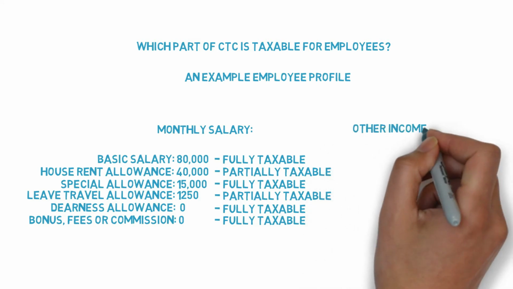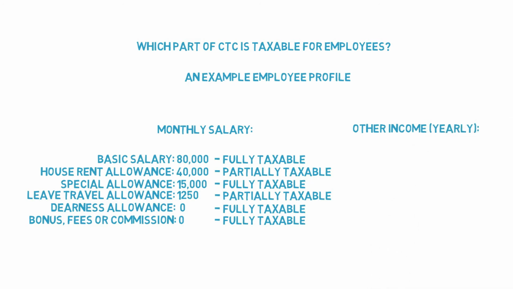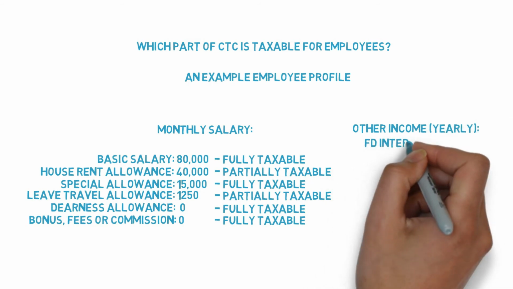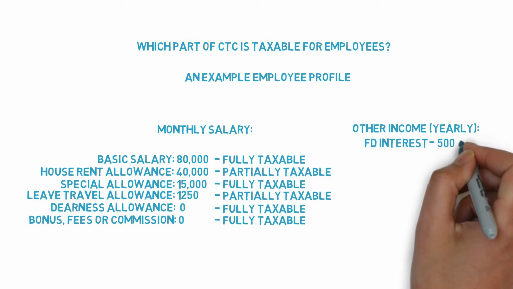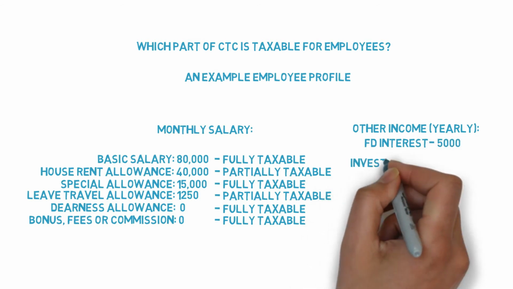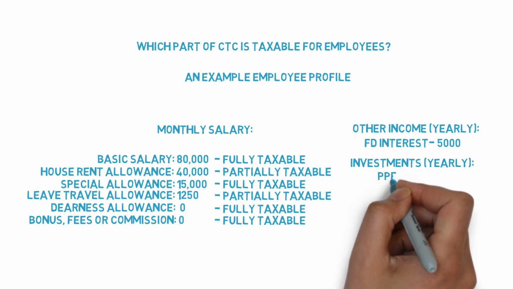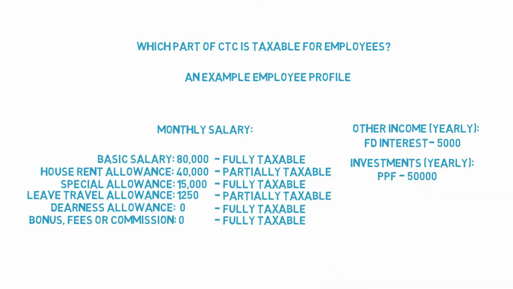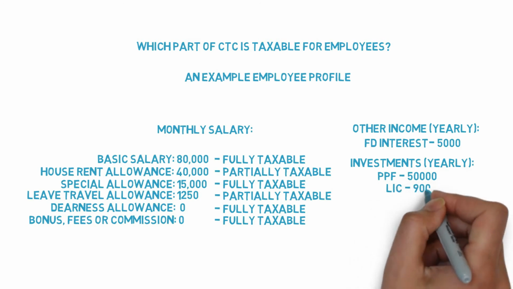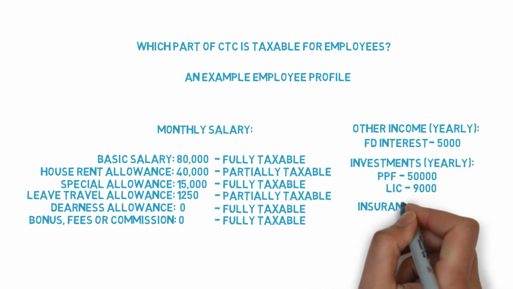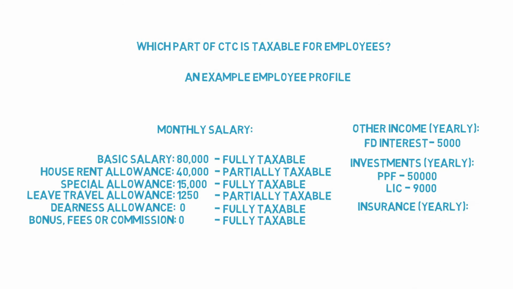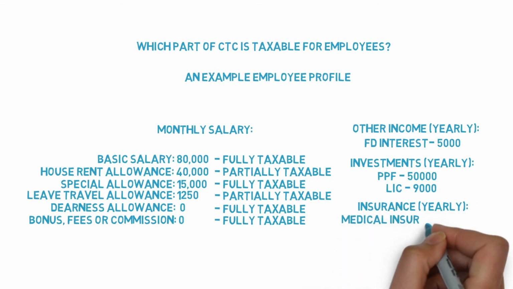The employee has other income sources such as fixed deposit interest, which has an income of 5,000 rupees. And also he has some investments such as PPF of 50,000 and LIC premium of 9,000. Also, he has expenses such as a medical insurance premium of 8,000 rupees.